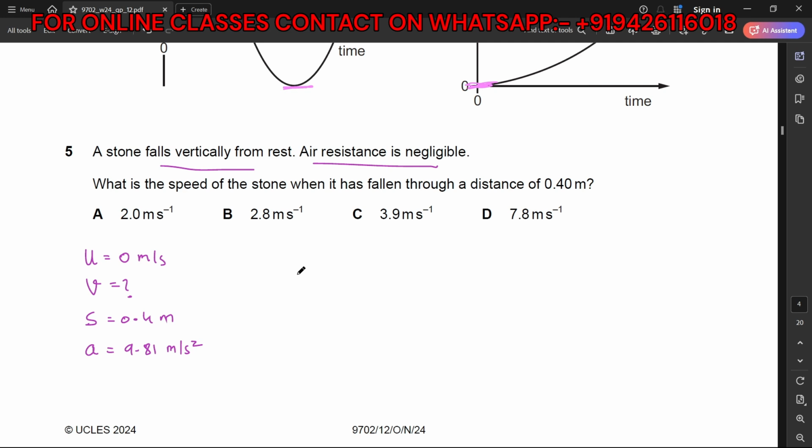So I know that v squared is equal to u squared plus 2as. So my v will be equal to the square root of u squared, which is 0 squared, plus 2 into 9.81 into 0.4. And if I calculate the value of v over here, the square root of 2 into 9.81 into 0.4 comes out to be 2.8. So B is the correct option for question 5.